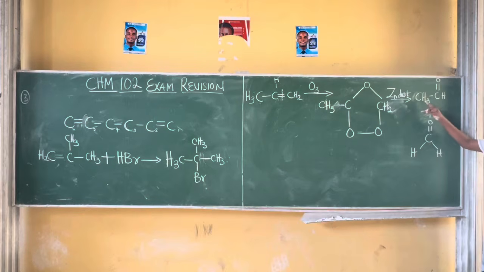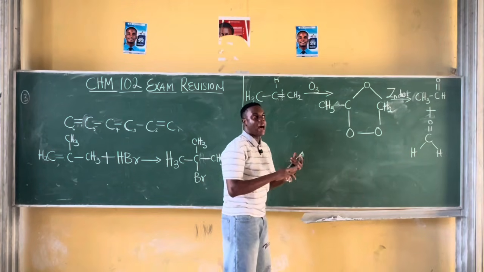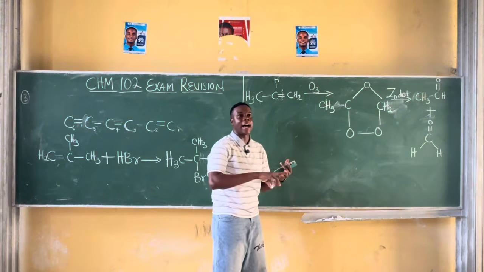Now, you can see that we are having a methyl group, carbon, hydrogen, and then oxygen. Whenever you see a group in this configuration, you're talking about an alkanal. It's a carbonyl compound. The same thing here. The carbonyl compounds are two. We have the alkanals and the alkanones.